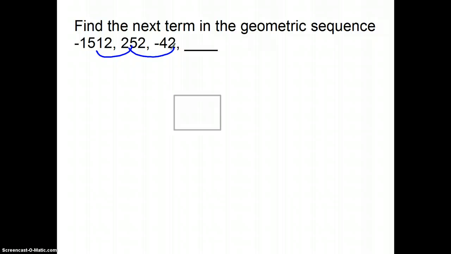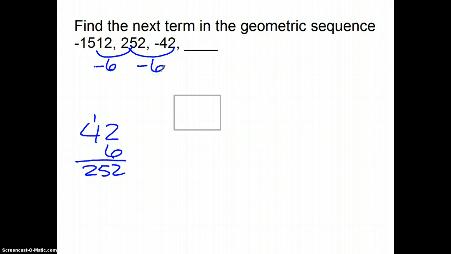I really don't remember what this is. Maybe it's 6, 12, carry the 1, 24, 25. Okay, so I'd say it's dividing by 6, but it's actually going to be a negative 6, because if I divide a negative and a negative, I get a positive. And then positive divided by negative, I get a negative. And then if we divide one more time by a negative 6, I'm going to get a positive 7. And that's the next term in the sequence.